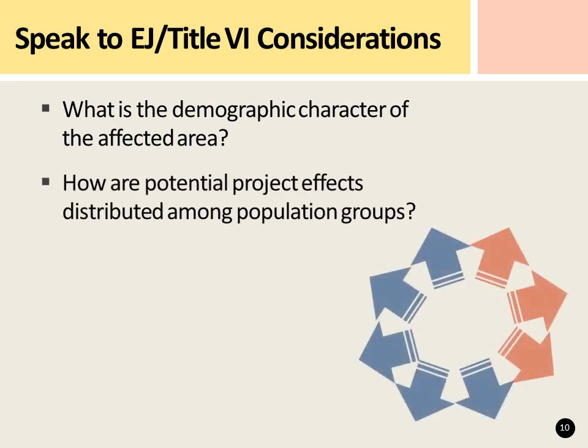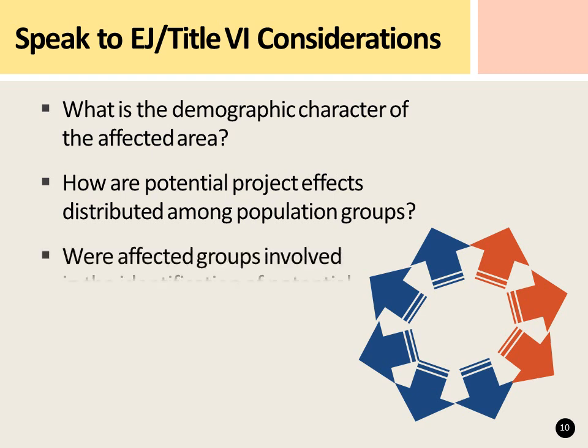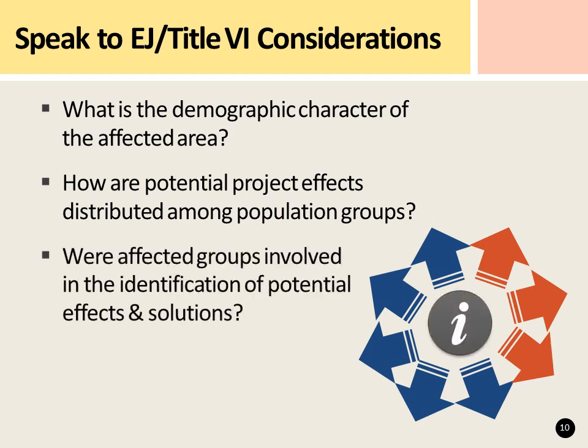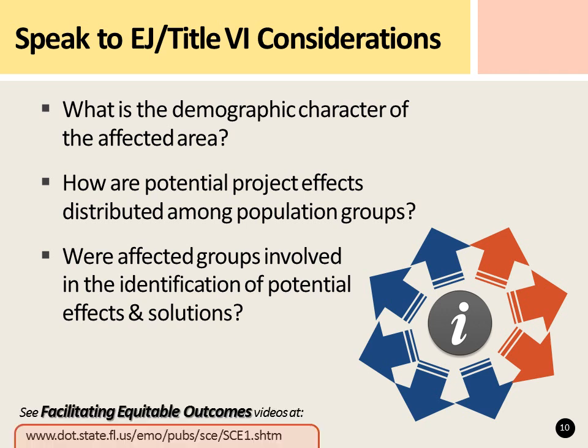In the section describing project effects, indicate the distribution of potential effects among the population groups in the study area and if any negative effects would disproportionately and severely burden any particular group. The documentation should show that input from affected groups was considered, particularly if the effects could be severe. For more information on this topic, view the Facilitating Equitable Outcomes video series on the department's SCE webpage.